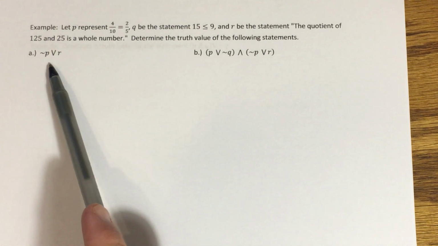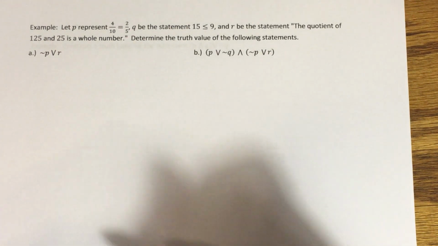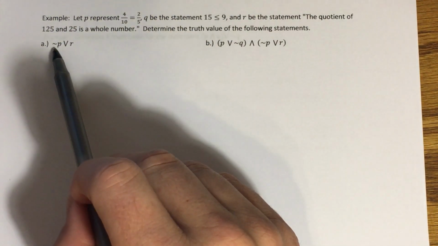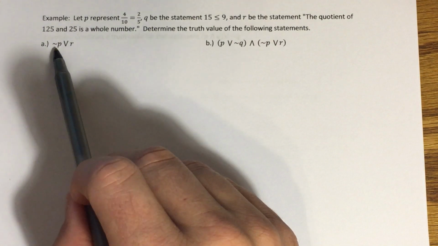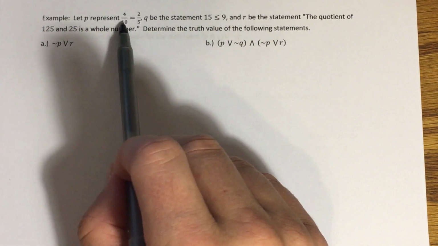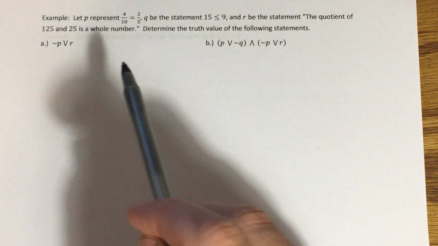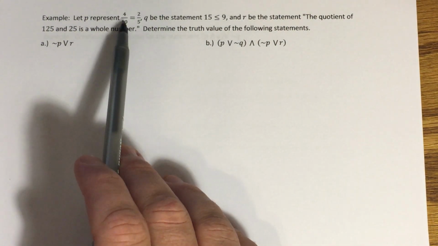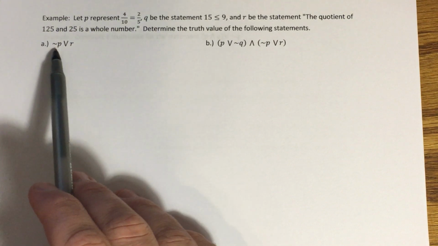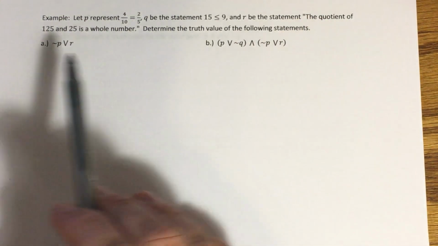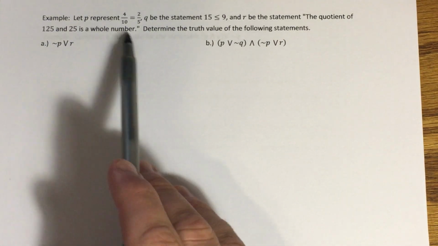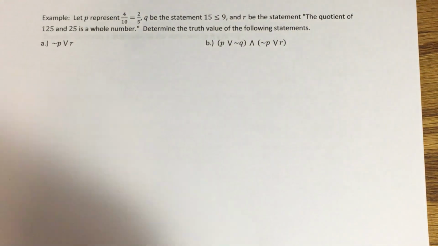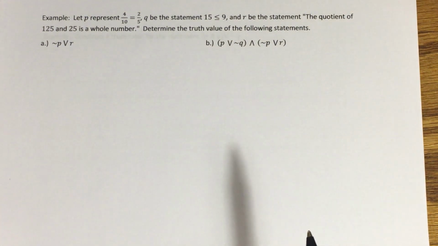So now let's use those as substitutions in each of these compound statements to determine the truth value. Okay? What is the truth value of not P or R? By the way, if you wanted to write this in words, now that we have actual statements up here, this would say that 4/10 is not equal to 2/5 because it's the negation of P, or the quotient of 125 and 25 is a whole number. That would be like in words what this symbolic statement represents. But we're not asked to translate it. We just need a truth value.